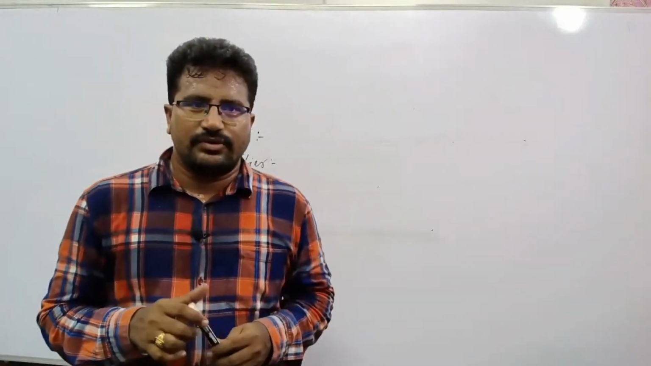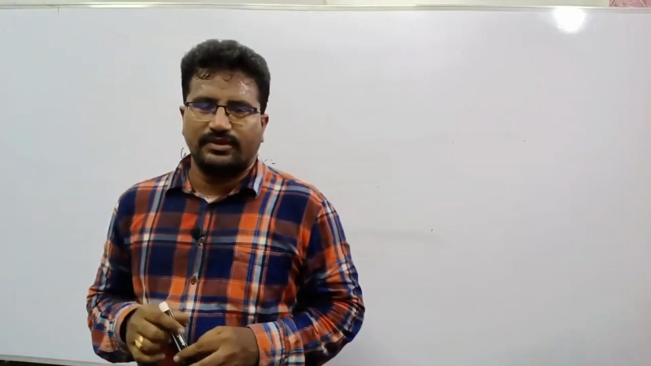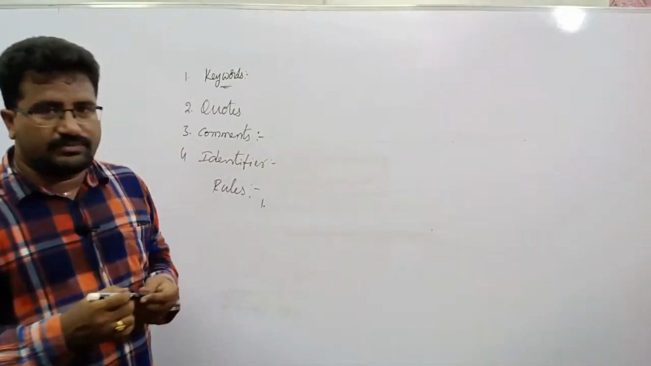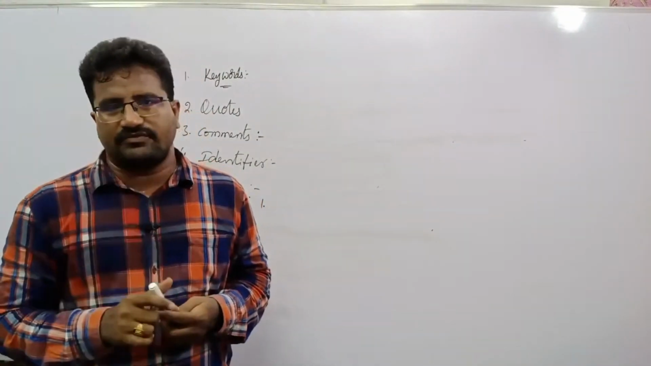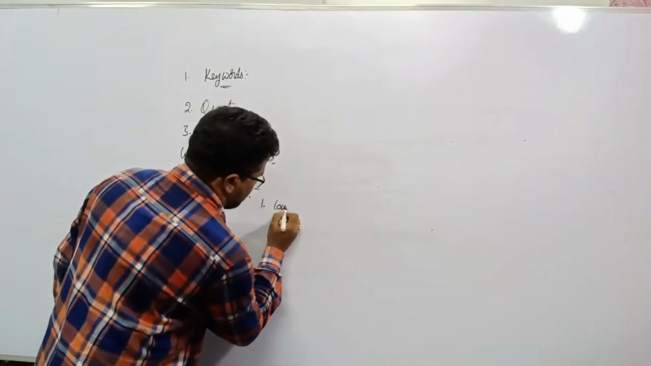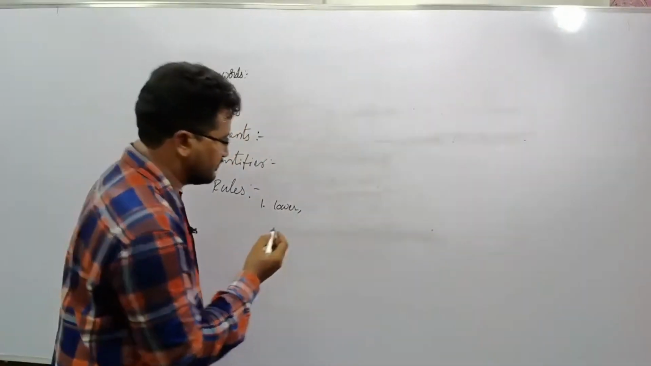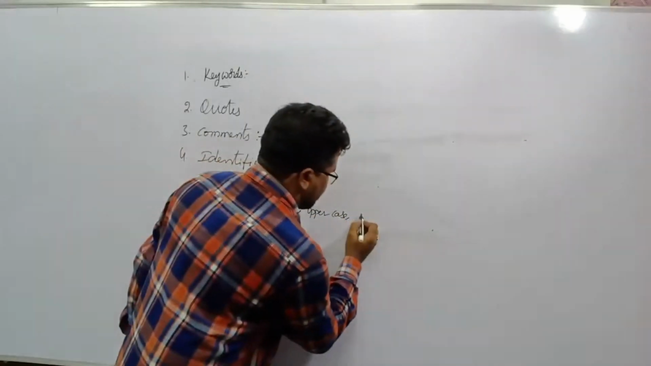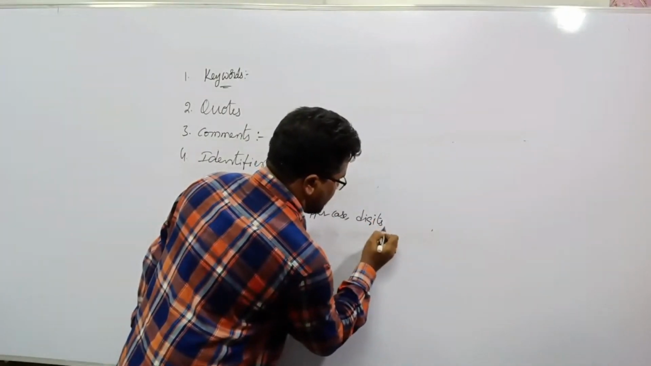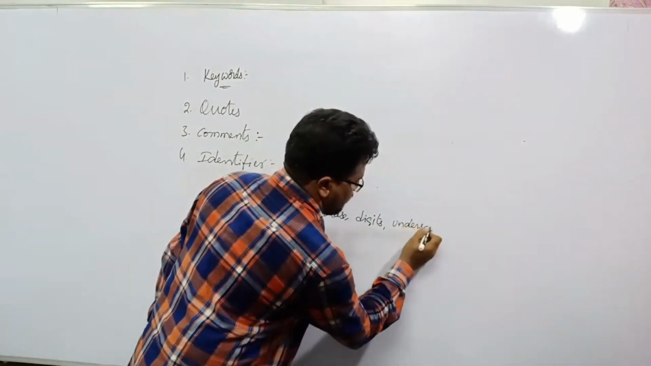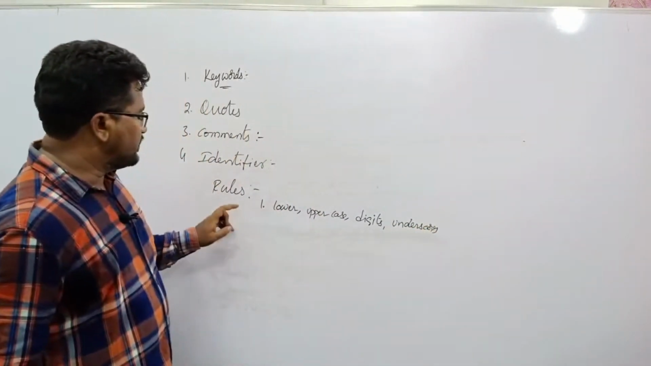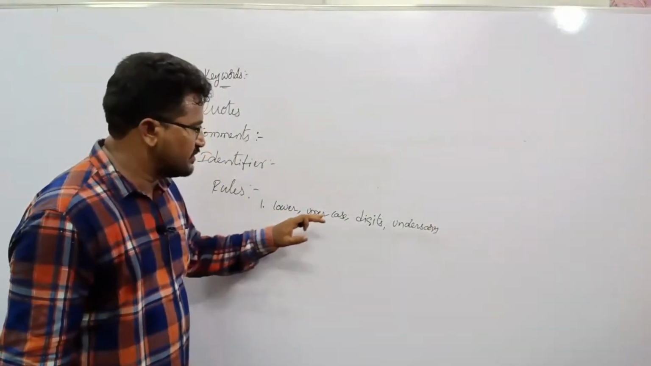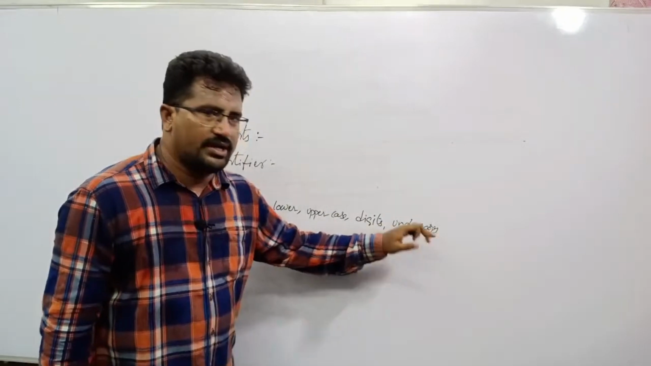So here also we follow some rules. What rules? First one, the name should be a combination of lowercase characters, uppercase characters, digits and underscores, that's all. The identifier should be a combination of lowercase, uppercase, digits and underscores.